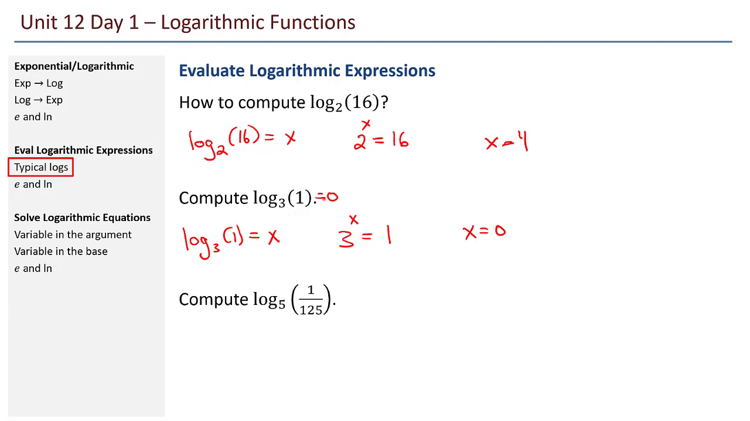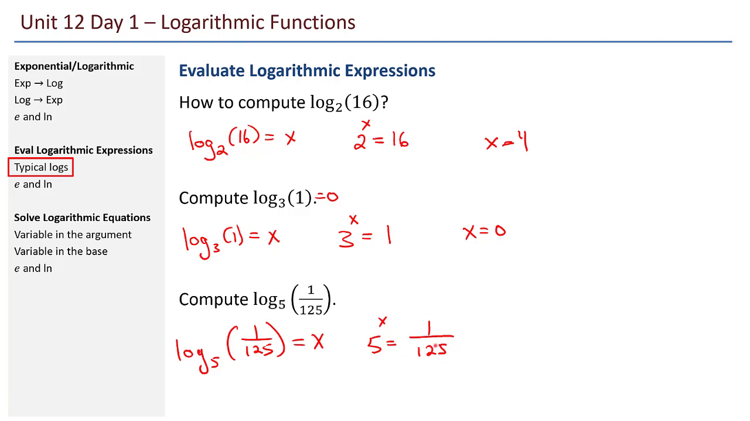And last example here. How about this? I'll write log base 5 of 1 over 125 equals x. Let's convert it into an exponential statement. So that becomes 5 to the x equals 1 over 125. And now we're sort of back to a previous lesson where I had to solve some exponential equations. I need to find a similar base.